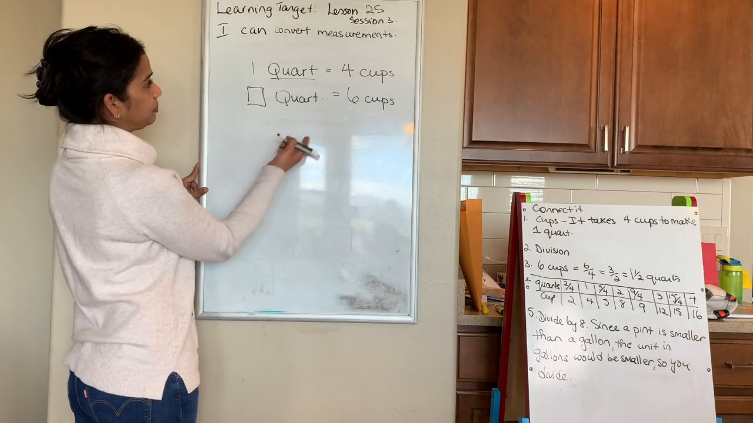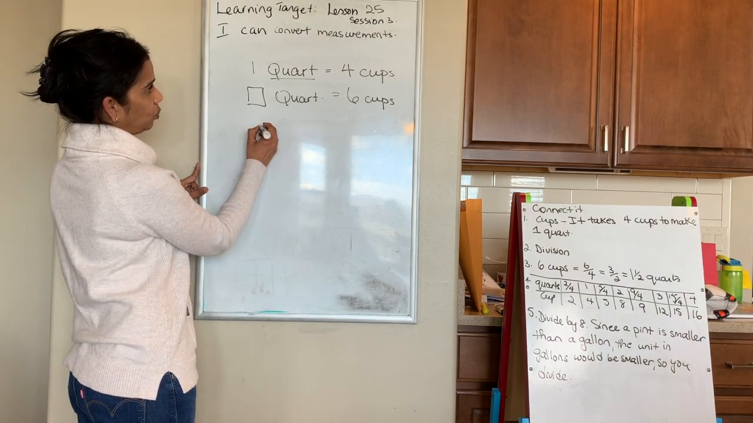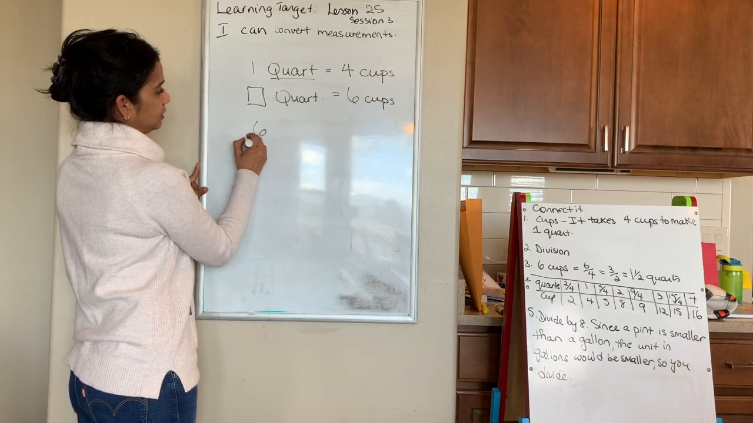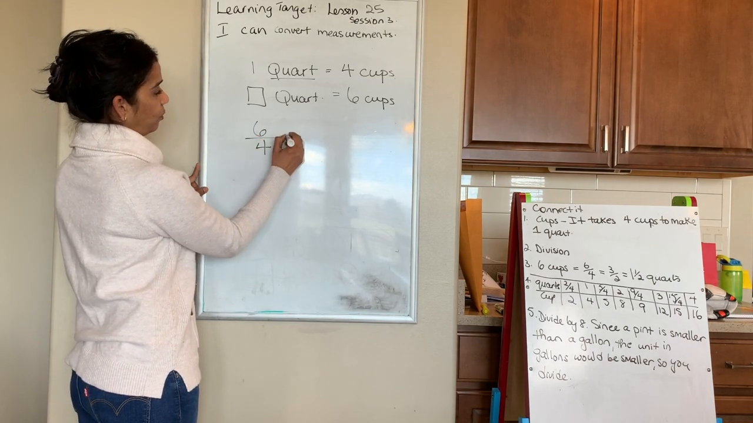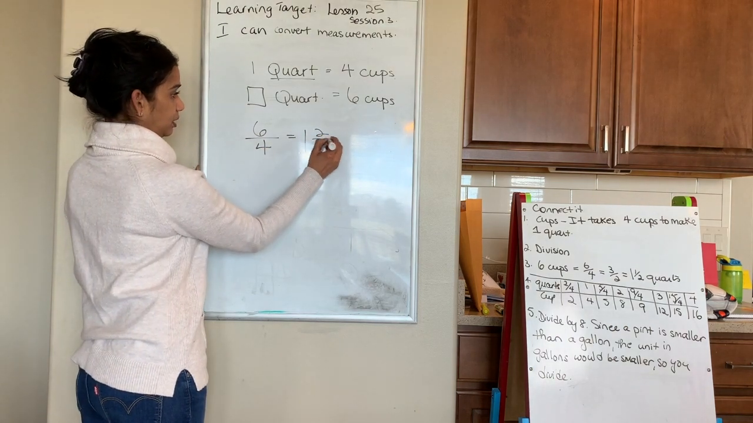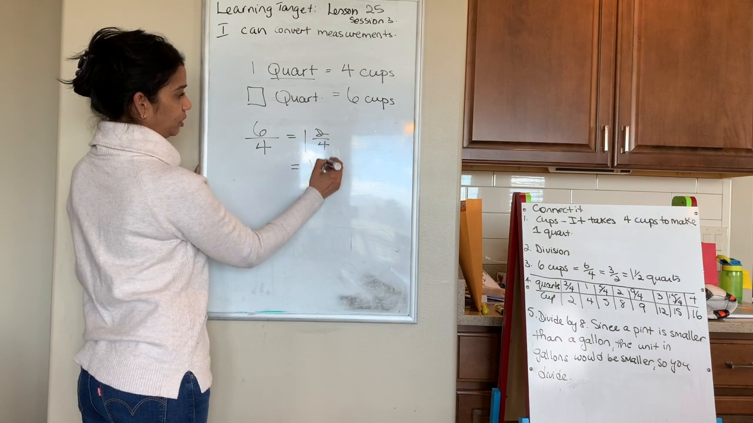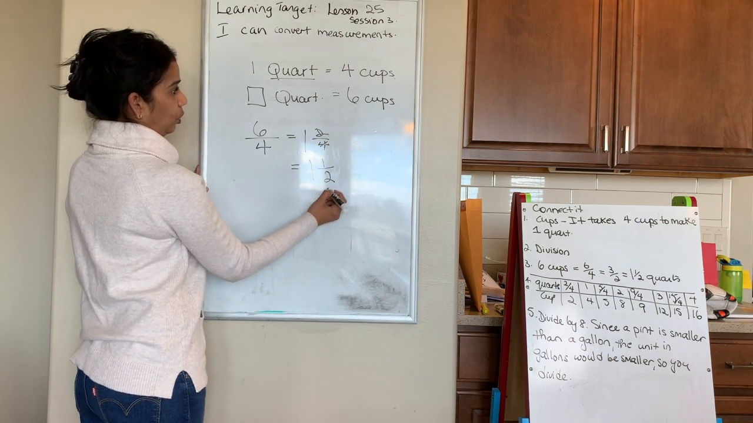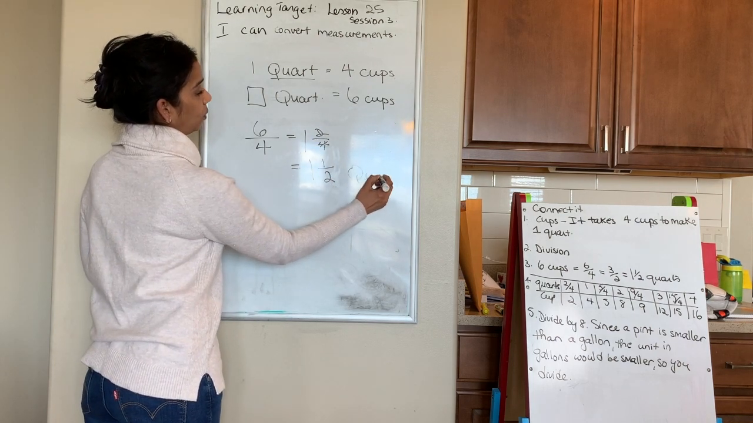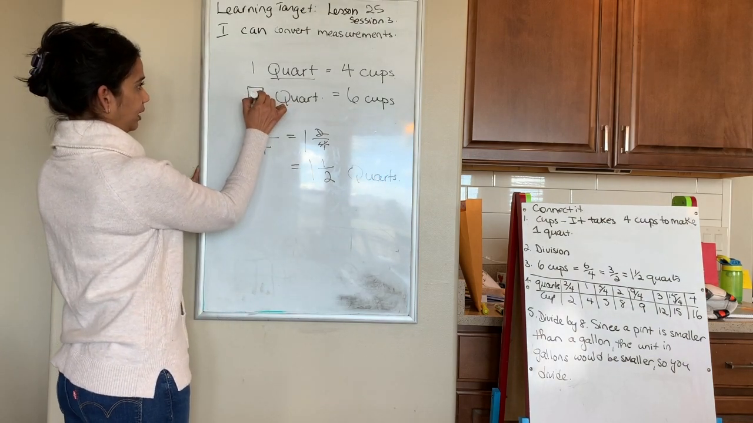So 6 cups is equal to how many you think? What do we do? We divide. So 6 divided by 4. 6 divided by 4 is 1 and 2/4. So if we simplify it, 2 and 2 is 1, 2 and 4 is 2. 1 1/2 quarts. See? So right here would be 1 1/2.